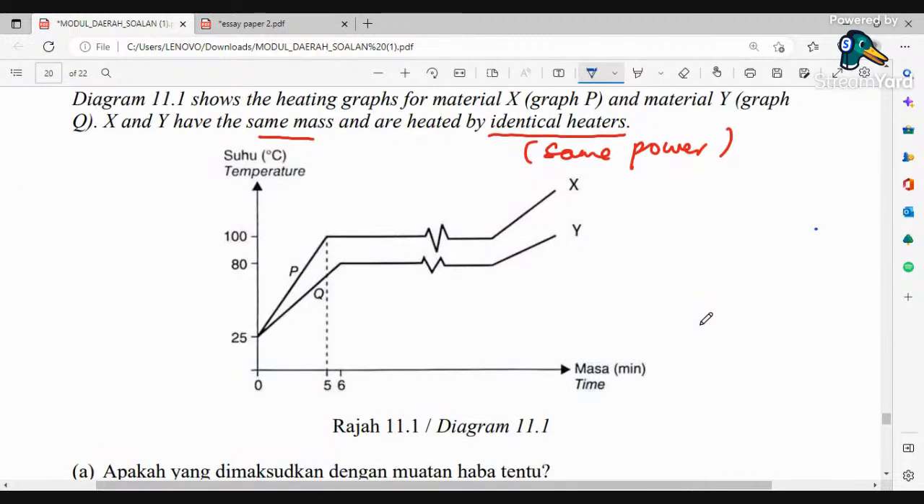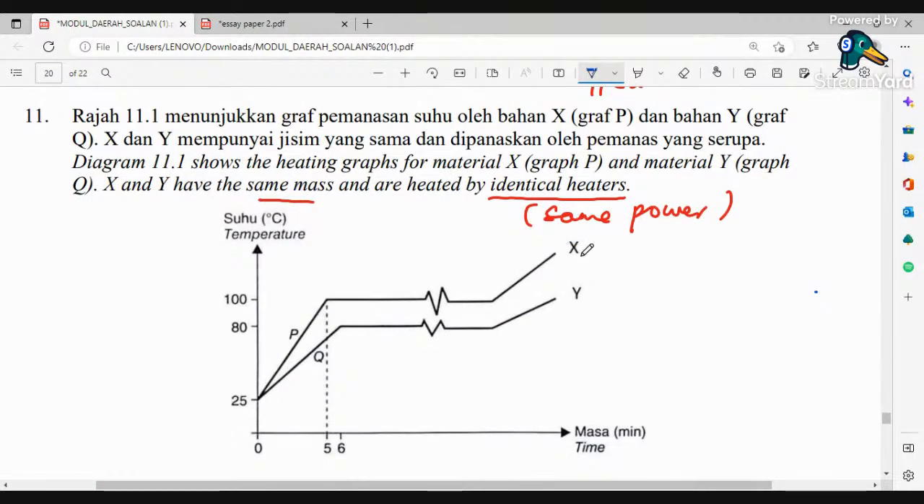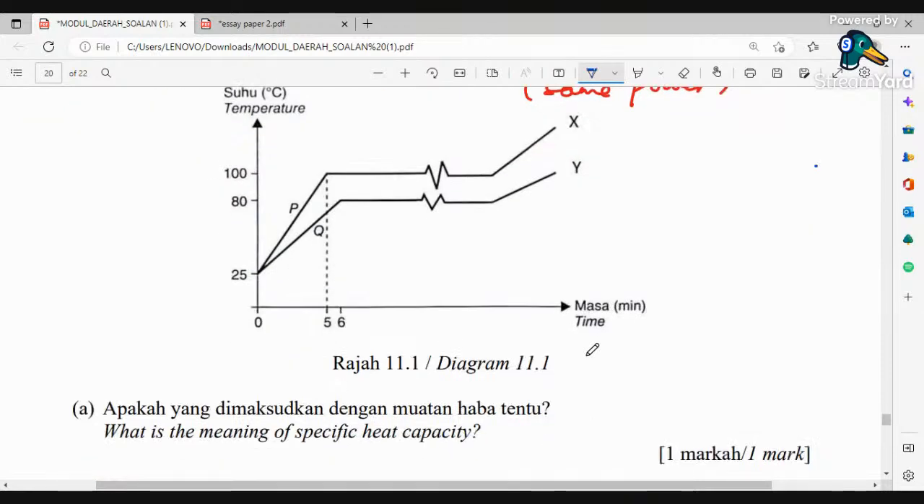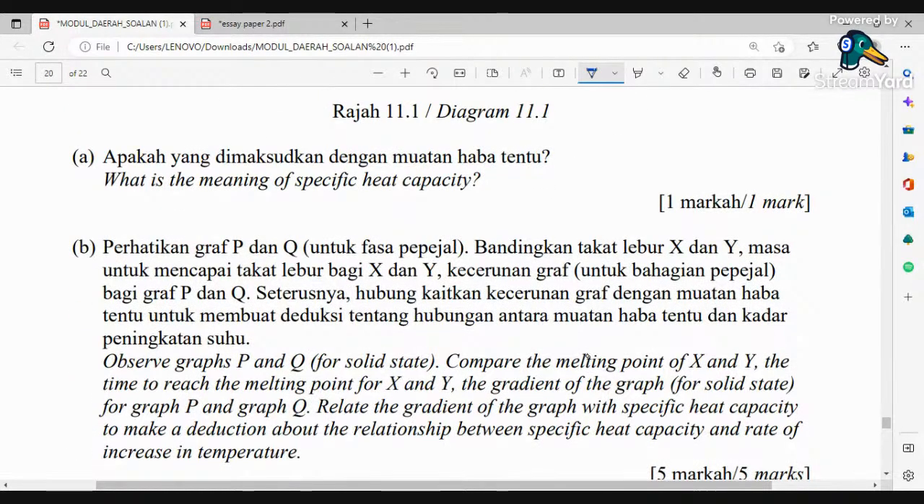Heating curve. So you can see P and Q. This is material X, material Y. Graph P, graph Q. Let's look at the first part. What is the meaning of specific heat capacity? Definition.